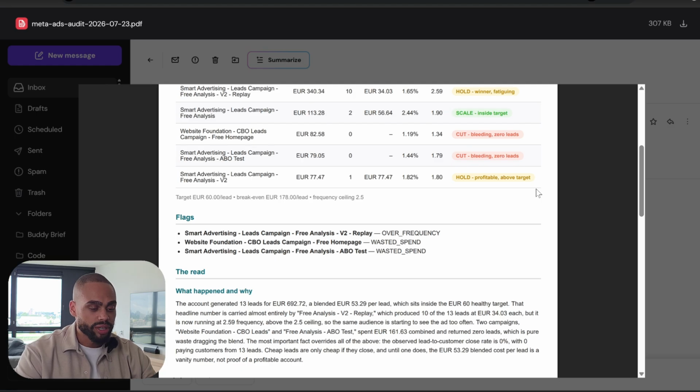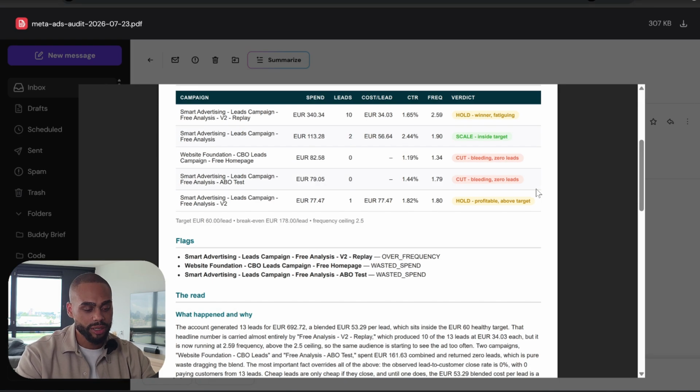On the very next two campaigns that are listed, we get the advice to cut the campaigns because we're basically bleeding money. There are no leads coming in, which means we're not making any money. We should basically just cut these campaigns. And the final campaign that we had visible in our ad account is also a profitable one. The advice is to hold. Everything is above target. However, don't increase the daily budget. Just leave it running and keep on analyzing it further.